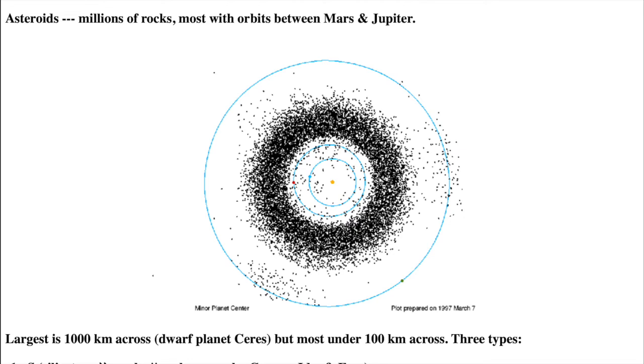The first slide starts with a description of the asteroids in general. These are millions of boulder to city-sized chunks of rock, most with orbits between Mars and Jupiter. The largest asteroid, Ceres, is about 1,000 kilometers in diameter, large enough to be considered a dwarf planet, but most of the asteroids are much smaller, under 100 kilometers, so city size or smaller.